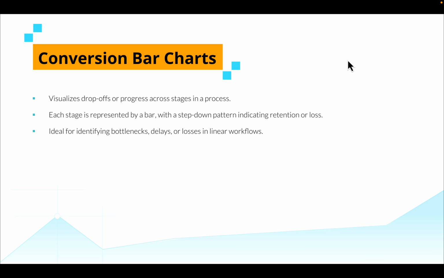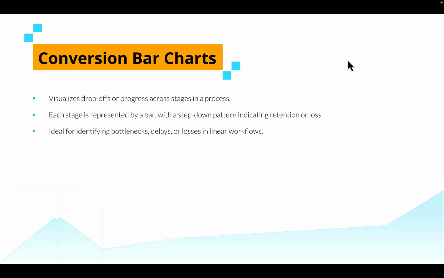Up next, let's look at conversion bar charts. Conversion bar charts are perfect for visualizing drop offs or progress across stages in a process. Each stage is represented by a bar, and as you move from one stage to the next, you'll notice a step down pattern or a staircase effect that visually represents the drop off or retention rate between stages.